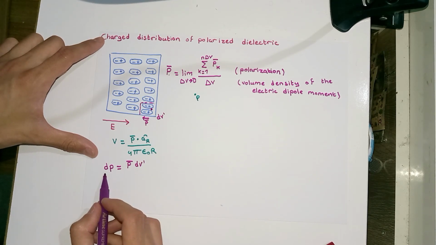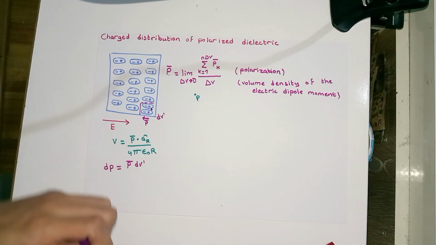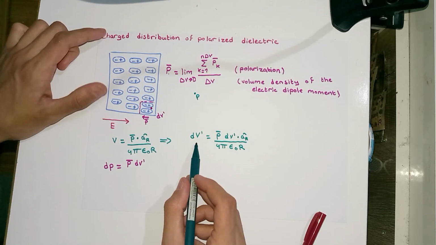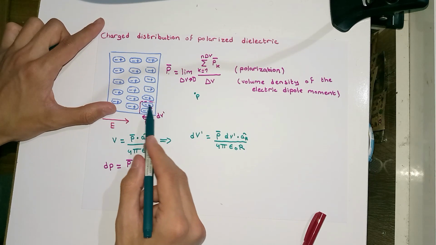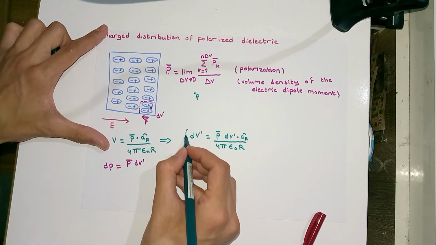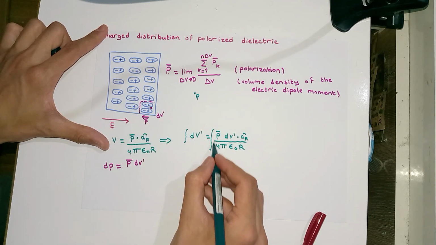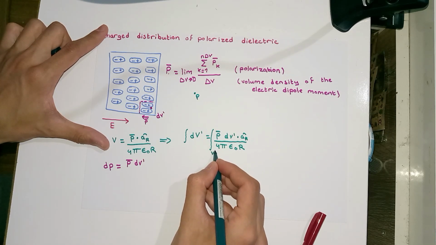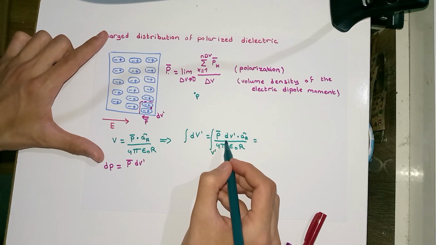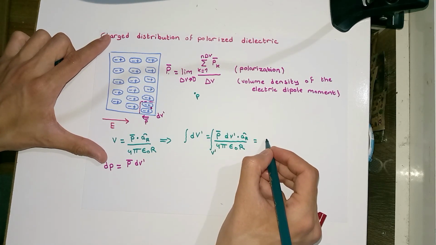Now substitute the right-hand side of this term for p in this equation, and we will have the potential due to this differential volume. To find the potential due to the whole dielectric, we are going to take the integration over the whole volume, so I'm going to put V primed there to denote that the integration is over the whole volume. Before diving into the integration, I'm going to take all constants outside.